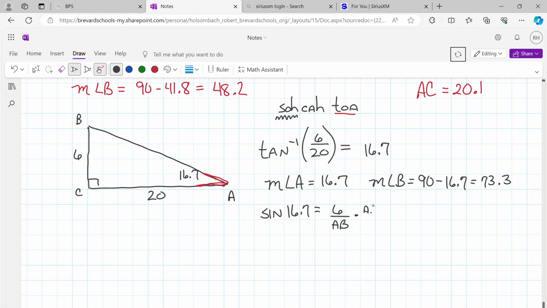Multiplying both sides by AB again. The AB's on the right cancel, and our AB times sine 16.7 is equal to 6, and we're going to divide both sides by sine 16.7. So our side AB is equal to 6 divided by 16.7 sine and equals. So 20.9.